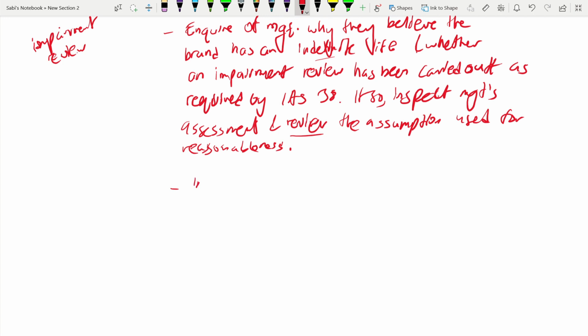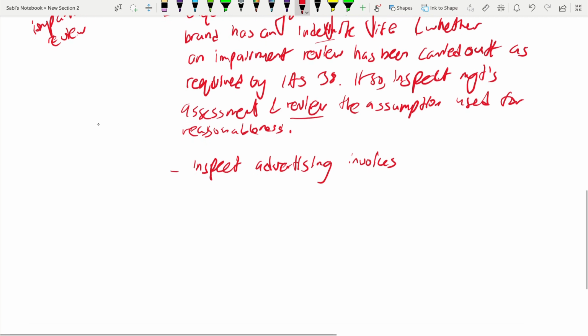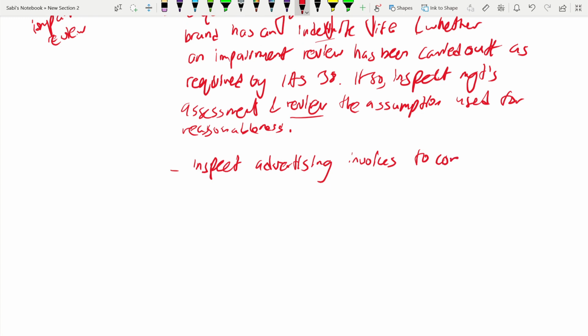Inspect advertising invoices, because advertising, brand, they are together. If you want to know how much you have spent on branding, on marketing your brand, you will get it through advertising invoices. Okay, so inspect advertising invoices to confirm the amount spent on marketing.